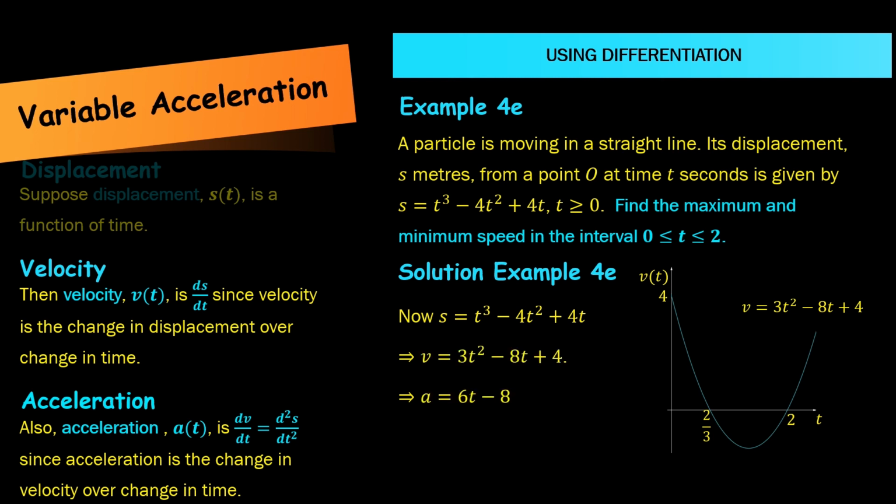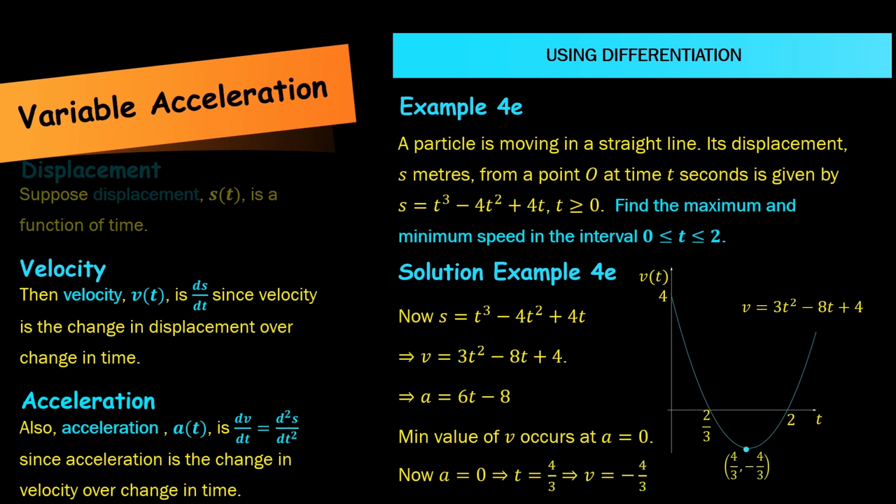The minimum value of v occurs at a equals 0. Therefore, at the point t equals 4 over 3. This implies that v equals minus 4 over 3. Here we've simply plugged the value of t equal to 4 over 3 into the equation for v. So here's our minimum turning point.